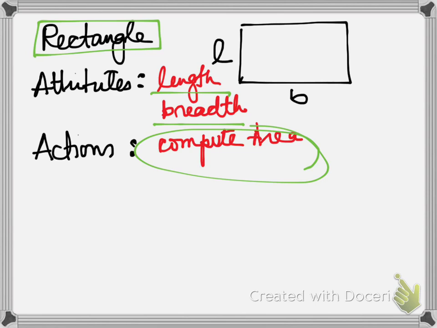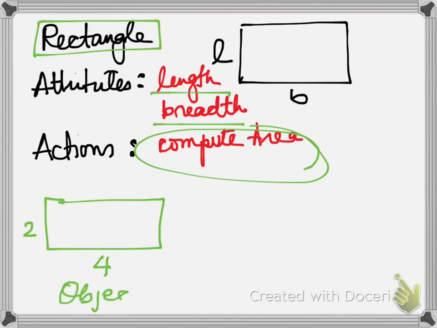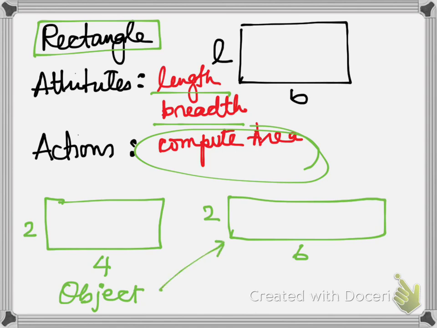So if I now have a rectangle with length 2 and breadth 4, okay, what is this? Is this a class or an action or an object? This is an object. This is a specific rectangle of length 2 and breadth 4. I can have another rectangle with length 2, breadth say 6. Okay, so this is another object. So all these represent different objects.